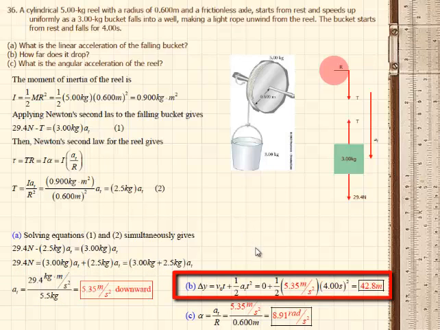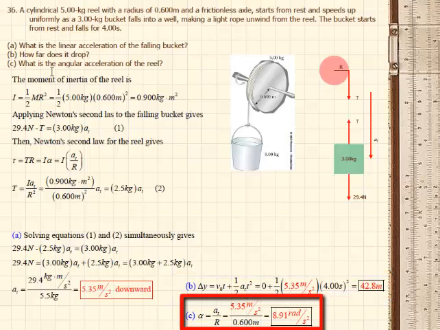B, how far does it drop? Now we have to go back to one of our motion equations. Since we're dealing in the up-down, the y direction, the change in y, as we saw from the earlier chapters, is equal to the initial velocity times time plus 1/2 of the tangential acceleration times time squared. This term goes to 0, and we're just left with the values of tangential acceleration and time squared, which gives us a distance of the bucket dropping then 42.8 meters.